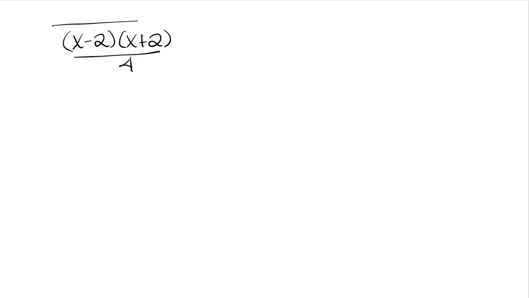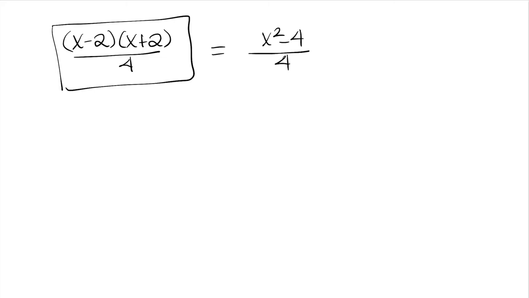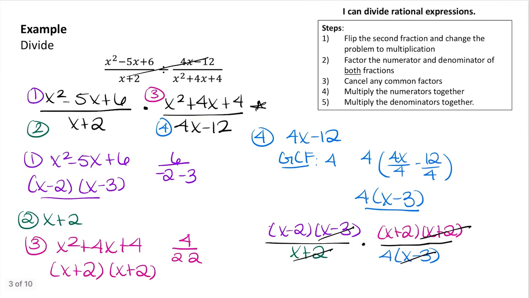So if you can leave your answer in factored form, you can do that, or you may see it all multiplied out. The numerator, notice that that's a difference of squares. So we have x squared minus 4 over 4. Okay, so either form is the correct answer to this problem.